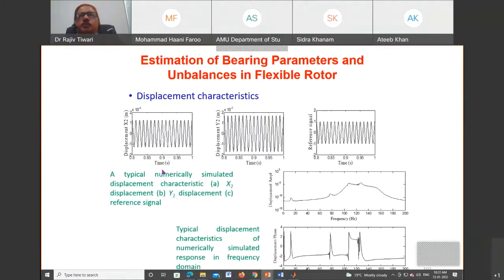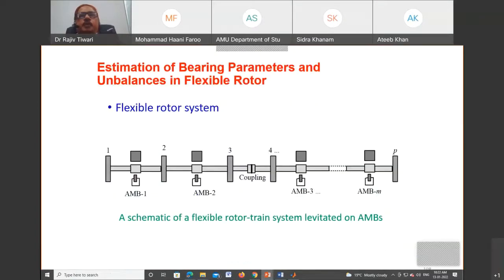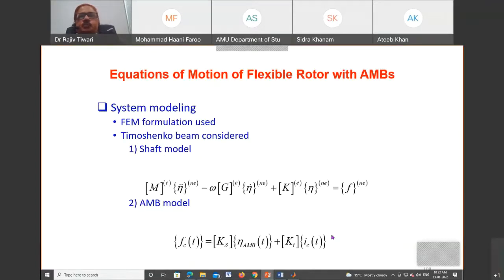So then we used the finite element method to mathematically model the rotor. The AMB unknown parameters we were estimating apart from the unbalance. So here, this displacement stiffness and current stiffness, using this mathematical model, these were unknown to us and they were critical parameters for us, as I showed in the previous abstract definition of the condition monitoring. So we were estimating this also along with the unbalanced force.